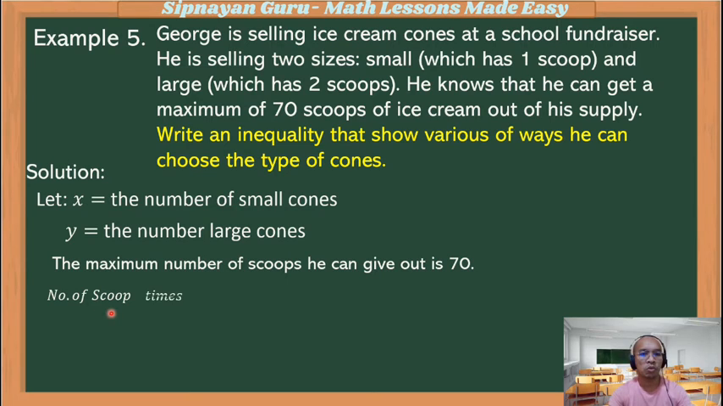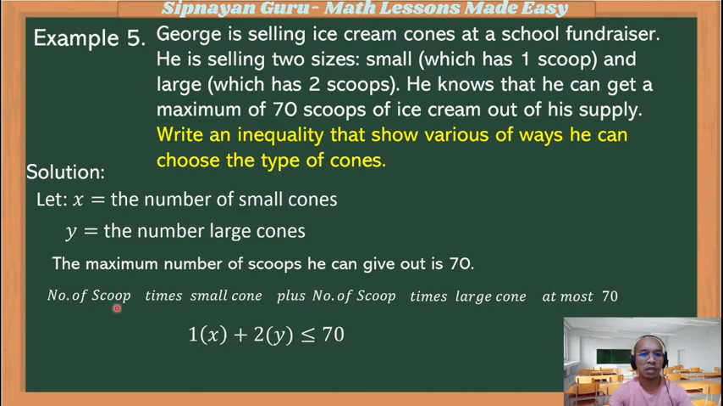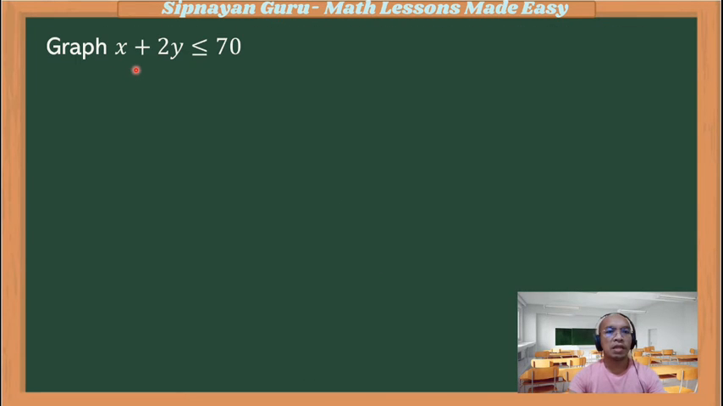So this would be number of scoops times the number of small cones plus the number of scoops times the number of large cones. Maximum is at most 70. Write this in inequality. So 1, the number of scoops for the small cones, times the number of small cones plus 2 for the large cones times the number of large cones. At most, maximum is less than or equal to 70. Simplify, so this would be x plus 2y less than or equal to 70. Now let's graph this inequality, x plus 2y less than or equal to 70.